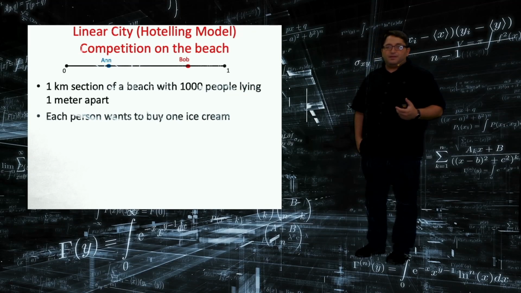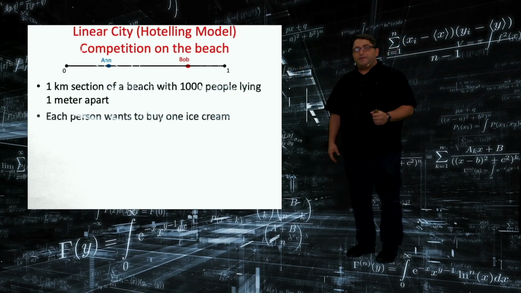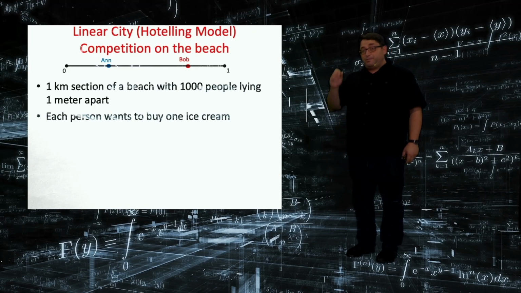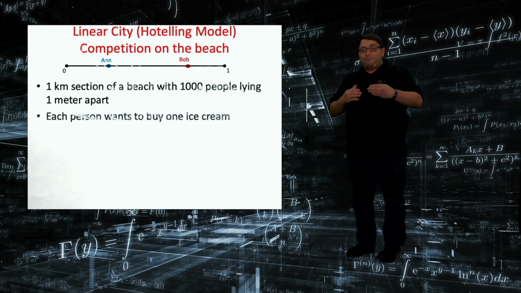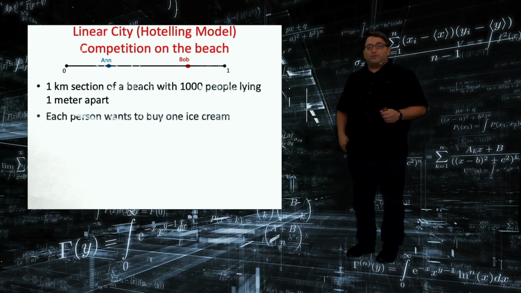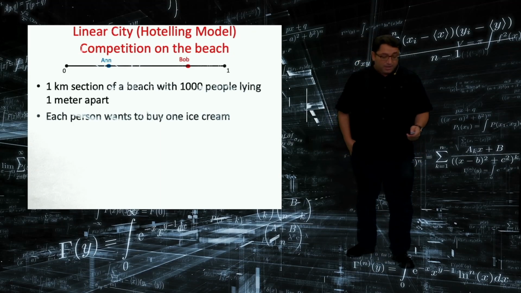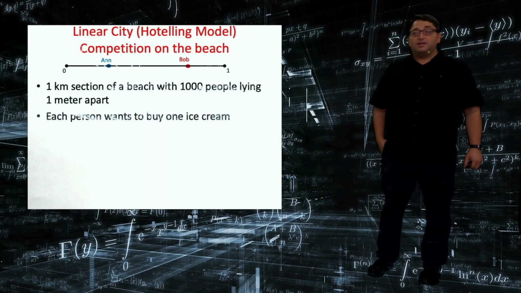According to Ann's strategy, is he doing the best that he can? The answer is no. If I know Ann is at 250, I will be a little bit to the right of Ann, so that I can get all the consumers to the right, which is 750 people. And Ann would get only 250. So by moving just 1 inch to the right of Ann, I will get all the people between 250 and 1000, which is 750 people. So Bob is not playing the best response.